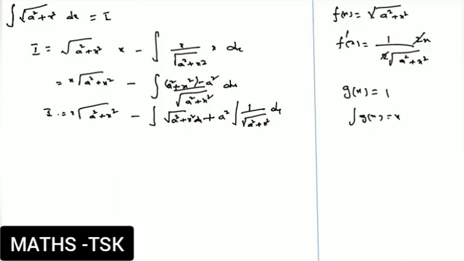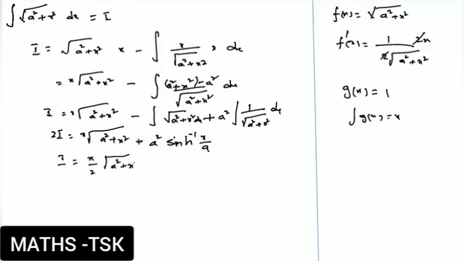If you take this to this side, this becomes 2I. 2I is equal to x into root of a square plus x square plus a square into, the formula for it is sin h inverse of x by a. So what is the value of I now? I is integration of root of a square plus x square, which is x by 2 into root of a square plus x square plus a square by 2 sin h inverse of x by a plus c.